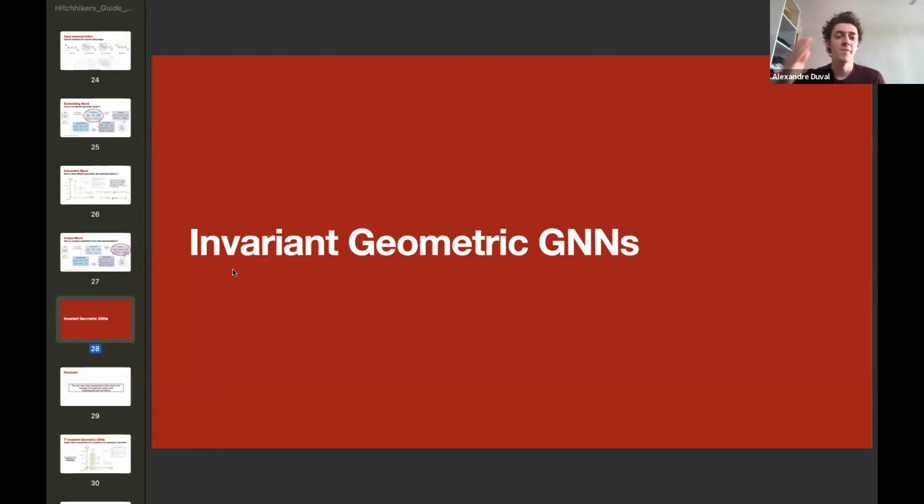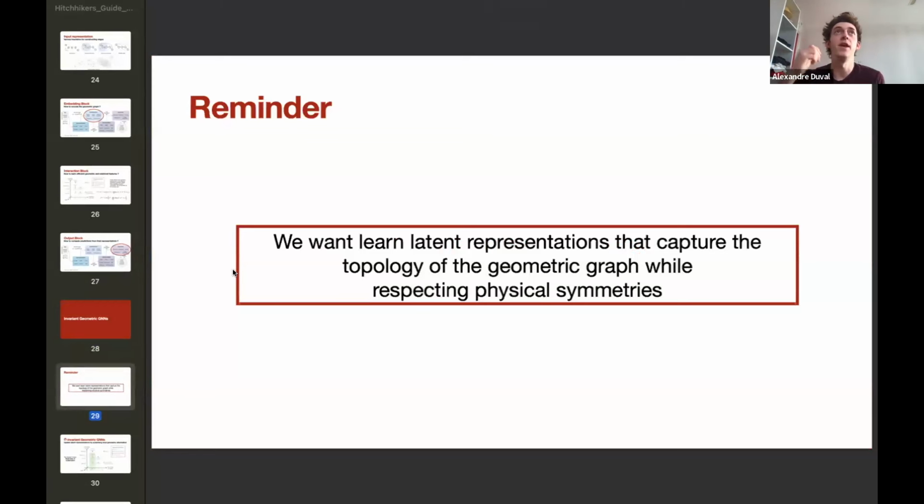Okay, cool. So invariant GNN families is maybe the first one that you saw in the literature, and maybe one of the easiest ones to understand as well. So let's get into it. And the important thing to remember here is that we want to learn latent representations that capture the overall topology of the 3D atomic system, while respecting the physical symmetries.